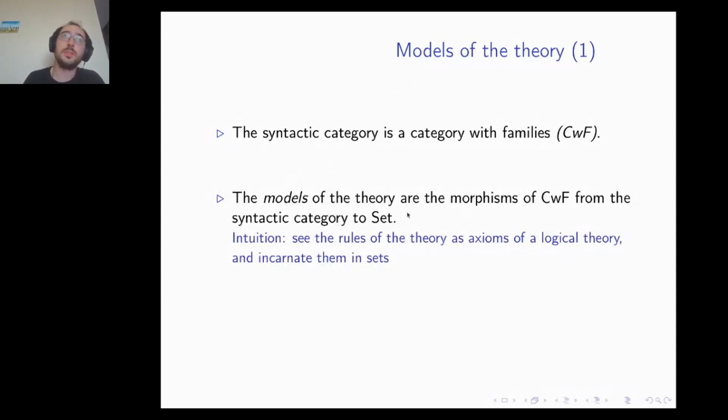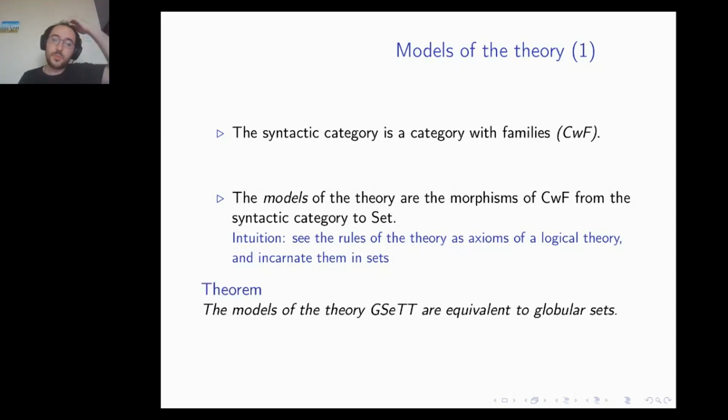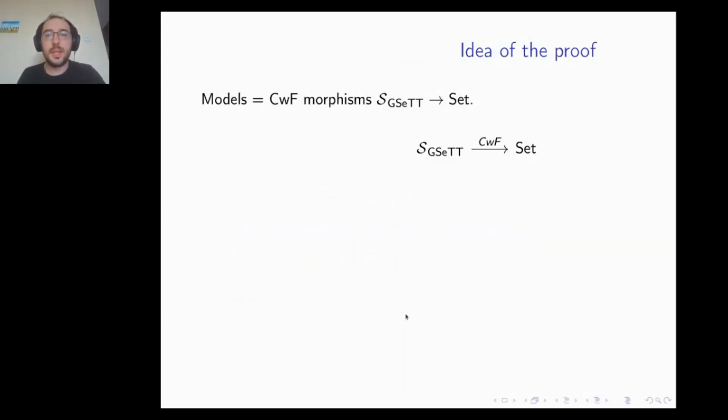And so why do I want to do this? Well, because if I were to look at a type theory as a set of rules, so as an axiomatic theory, then what I'm doing is translating these axioms and incarnating them inside of Set, and that's the logical notion of models. But we will see later that it relates in a nice way to the usual notion of models that we know. And we can prove that the models of the theory GSETT are equivalent to the globular sets. And that's really easy to do in a bad way. So what's the bad way to do it? Well, you said that the models are just the CWF morphisms.